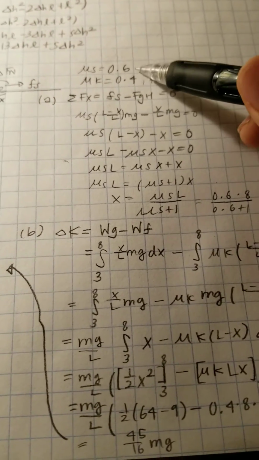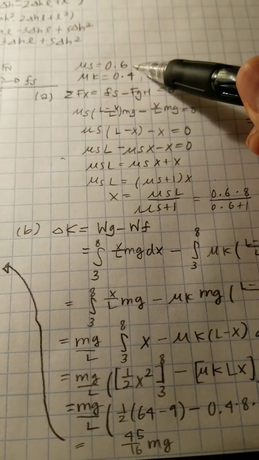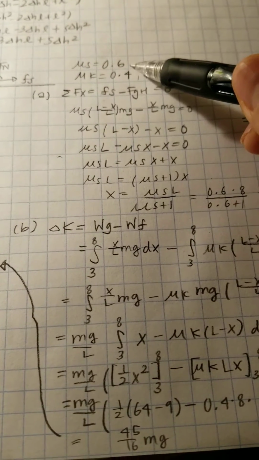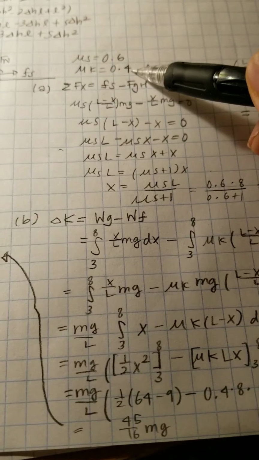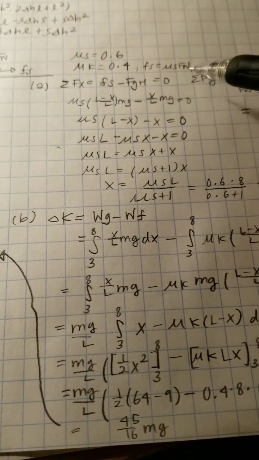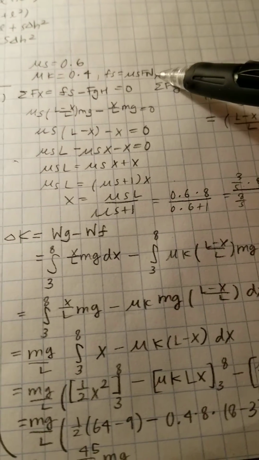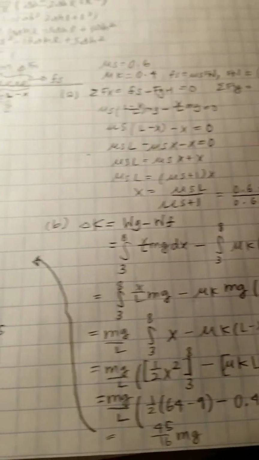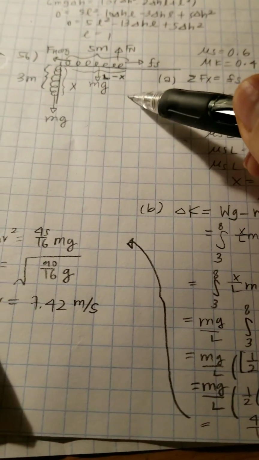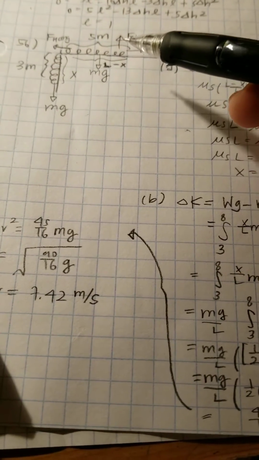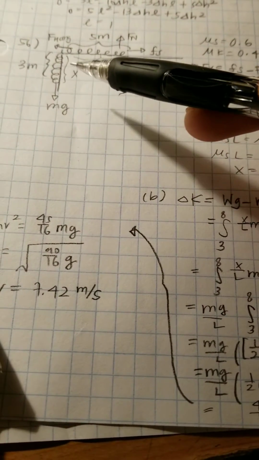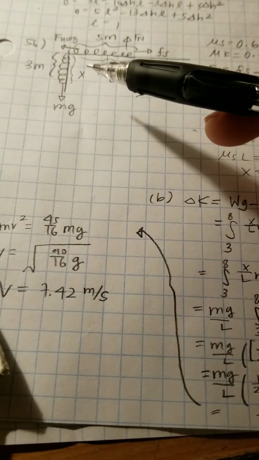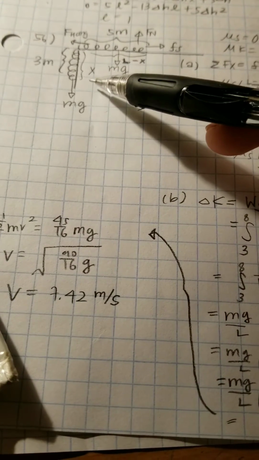From your given information, you know that the coefficient of static friction of the table is 0.6, and the kinetic friction of the table is 0.4. Static friction is equal to mu s Fn, and you want to find an equation for Fn. Since the chain is moving, it's a non-constant amount, so you want to find a representation of the equations.